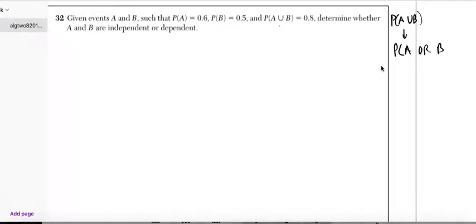We need to also know, so let's go ahead and write this down. So given events A and B such that probability of A is 0.6, probability of B is 0.5, and the probability of A or B, or union B, is 0.8, determine whether A and B are independent or dependent. We got to find out which one.